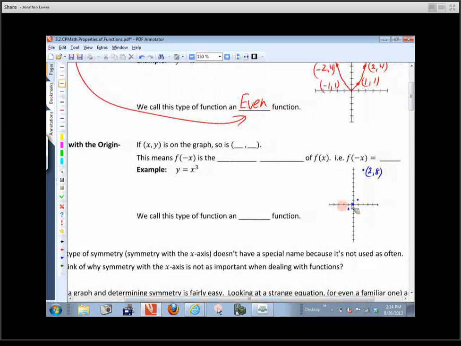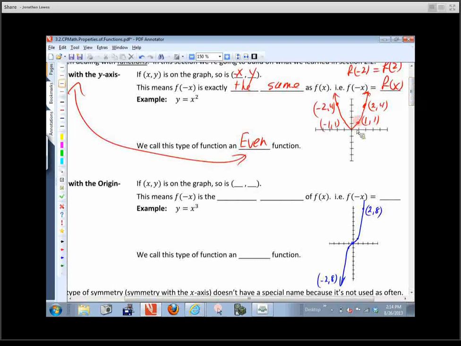And if I plug in a negative 2, what do I get? I get negative 8. So I'm way down here. So this is negative 2, negative 8. So here's the graph that I've got. Now, does that display symmetry with the origin? Could I rotate that around the origin and have it look exactly the same? Yes, I could.